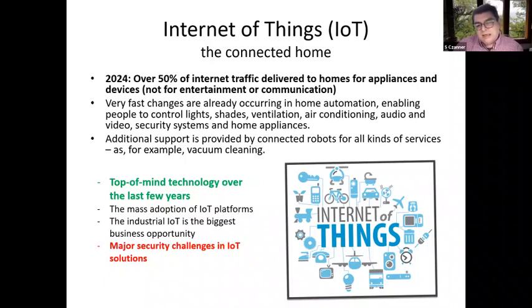Again, a forecast: by 2024, over 50% of Internet traffic delivered to homes for appliances and devices will be not for entertainment or communication, so excluding mobile phones, Netflix, Disney Plus, or any other streaming.